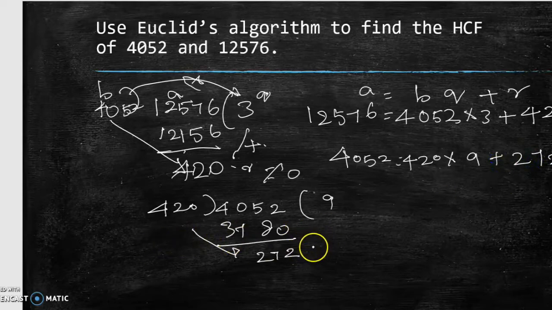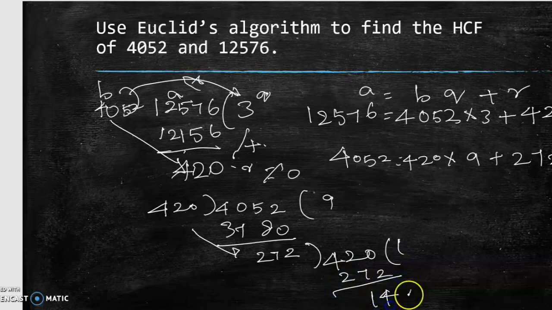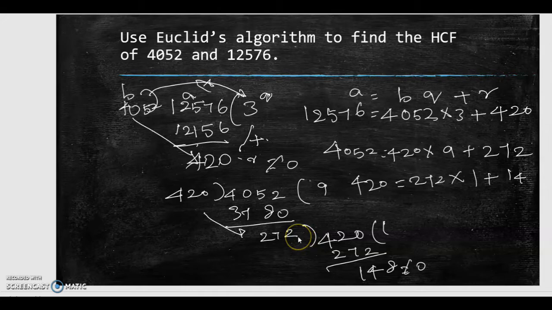The same step repeats again. 272 goes into 420 one time, and the remaining will be 148, which is not equal to 0. So repeat this process again. Before that, 420 equals 272 into 1 plus 148. In the next step, this 272 goes here, so 148 and 272.